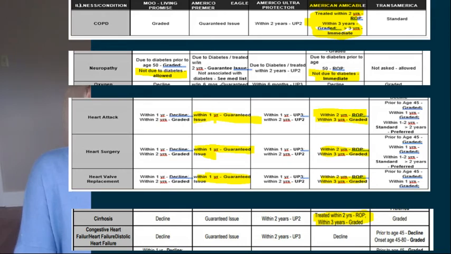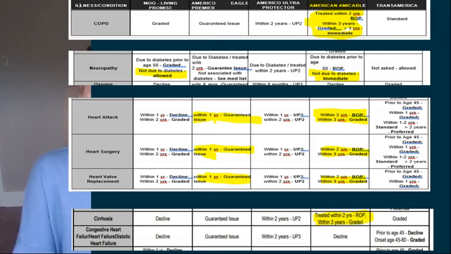So we look here, we've got COPD for Mutual of Omaha, it's graded. Americo is a guaranteed issue. We've got Ultra Protector. Oh, there we go. I've highlighted American Amicable. What you want to find out is how long, if they're being treated, how long ago they were diagnosed to figure out, can you put in place an immediate, graded, or ROP.